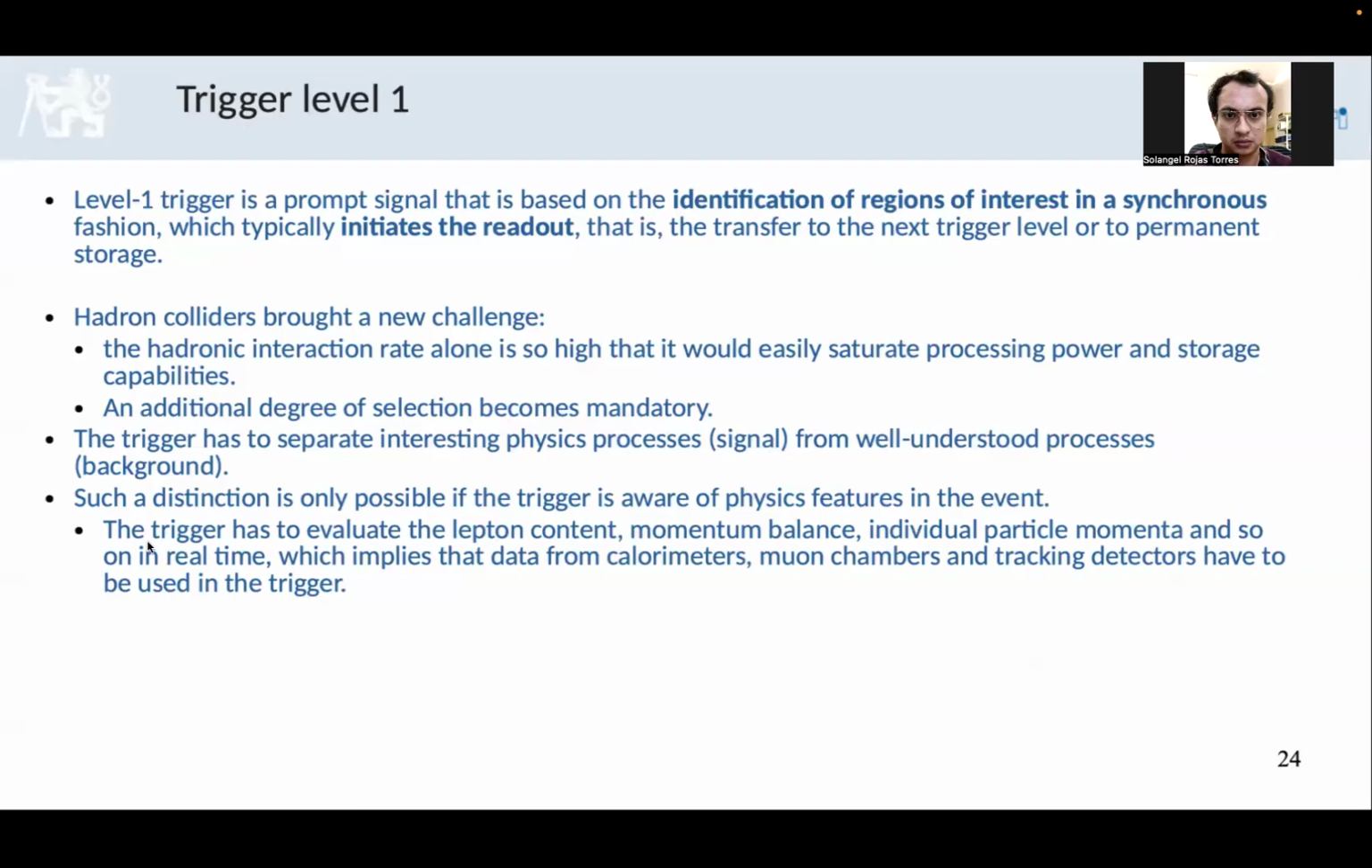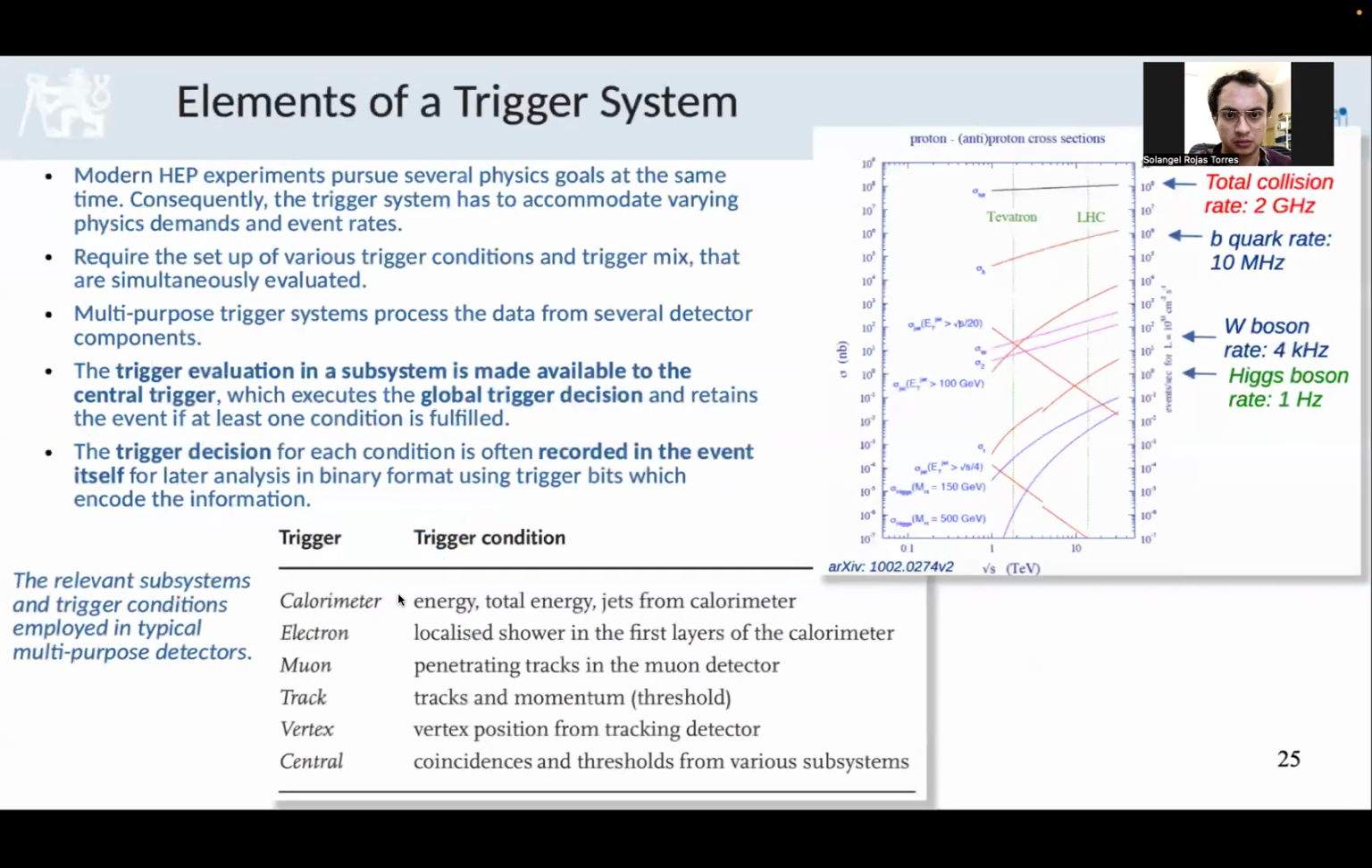The system has to be aware of some physical features in the event, so you design your trigger for that. In some cases, you can even calculate this in the trigger, for example, to evaluate lepton content, momentum balance, individual momentum, and some in real time. So you need very fast processing capabilities in the electronics to do that, but it's possible. And you can use data from calorimeters, muon chambers, tracking detectors, and some others, but that will depend on the technology of the detectors, what they can provide.